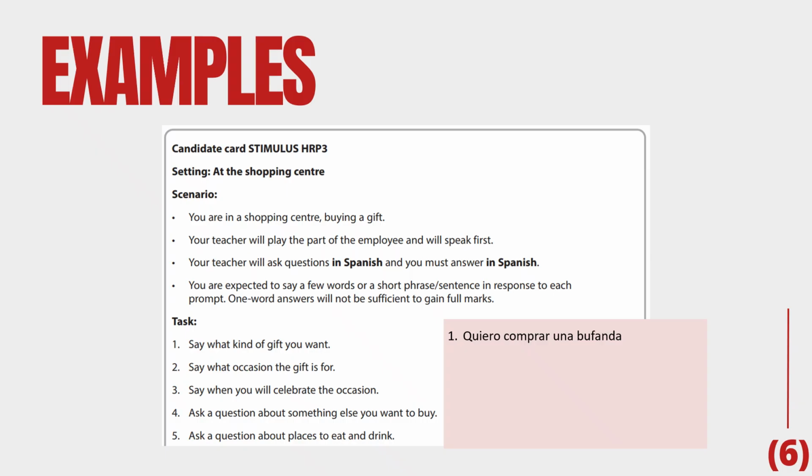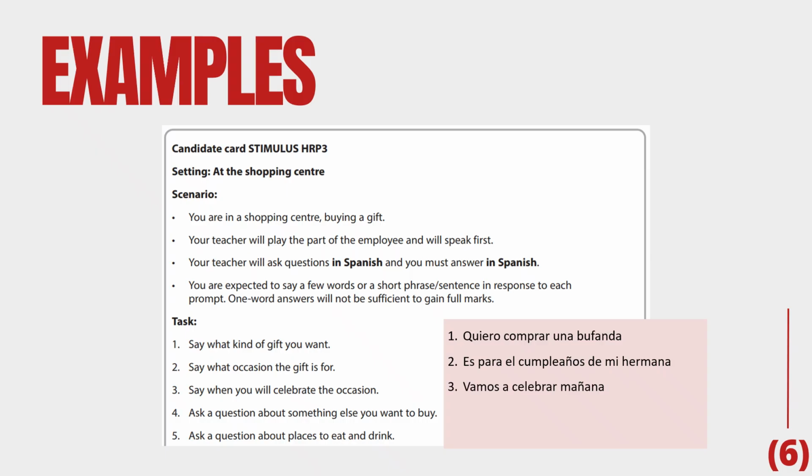What occasion the gift is for, and I'd be careful here because people make mistakes with this so much. It should be, es para el cumpleaños de mi hermana, or de mi amiga, de mi hermano, de mi madre, de mi padre. But that is your word order, the birthday of my sister. No es para mi hermana's cumpleaños. The apostrophe S is something specific to English, does not exist in Spanish.